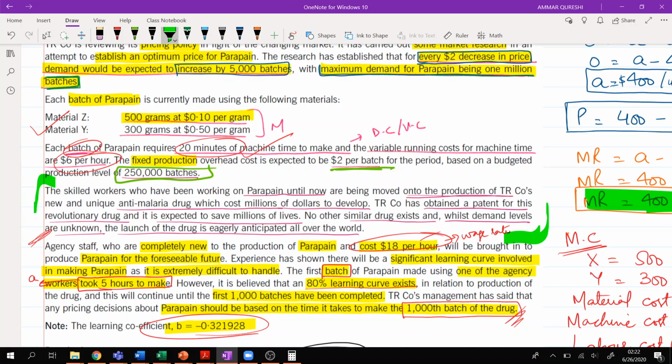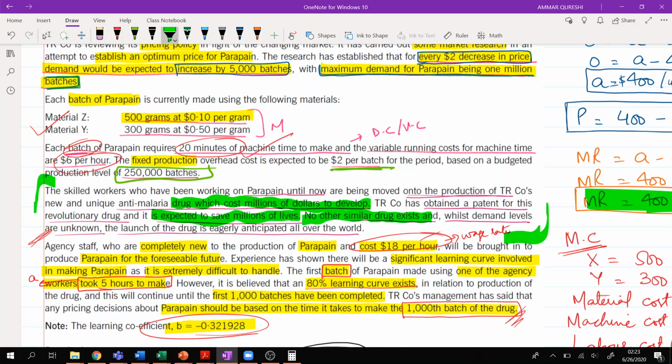So millions of dollars to develop means there is huge research and development work that the company conducted, right? TR company has obtained a patent for this revolutionary drug and it is expected to save millions of lives, right? So again, the important point is what? The important point is that it's a life-saving drug, right? No other similar drug exists. Now, this is also important, that no similar drug exists.